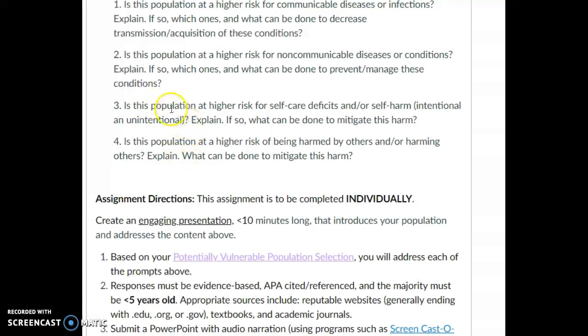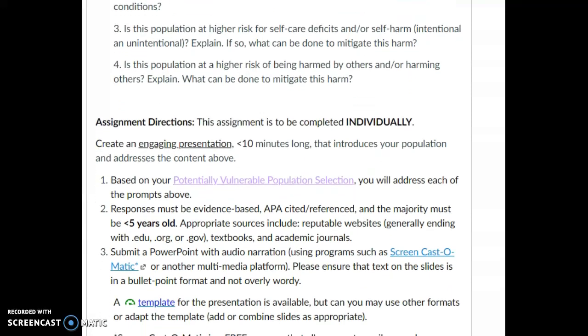Now, these next two can be a little more personal, particularly if you've selected a population that you personally affiliate with or belong to, or that is very close to you, friends and family. These two questions can often be a little more challenging to answer. If that is the case for you, please reach out to your professor or your instructor and let them know. And we are pretty good about being able to work with people and in being able to answer that.